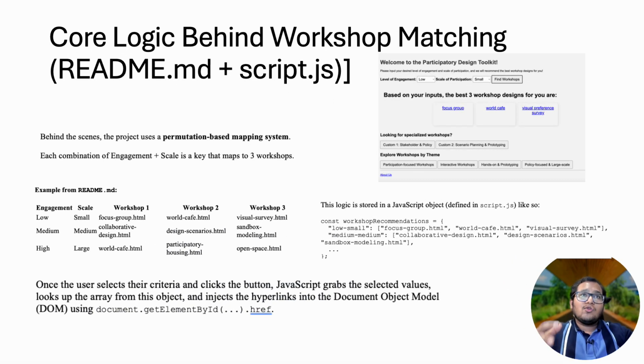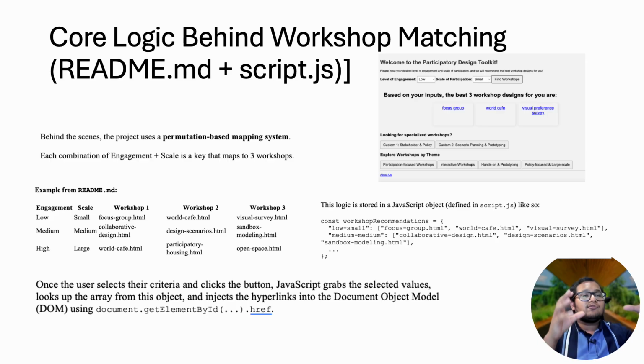Next, let's look at the core logic behind the workshop matching mechanism. This is incorporated within the JavaScript. So behind the scenes, the project uses a permutation-based mapping system. Each combination of engagement and scale is a key that maps onto three workshops.